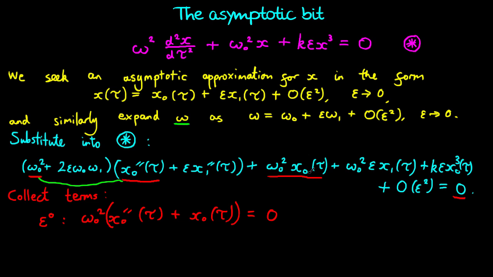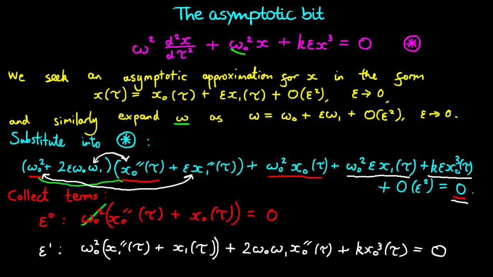And similarly, this term standing on its own here hasn't got an epsilon, everything else has. So the expression for terms in epsilon to the 0 is this: omega naught squared times the second derivative of x naught plus x naught itself is equal to 0. Omega naught squared is just some non-zero constant that we were given in the equation up here, so we don't actually need to worry about this. We can divide both sides by it, and so we just have that this bracket is equal to 0, and that's a second order ODE that we'll be able to solve in a moment.